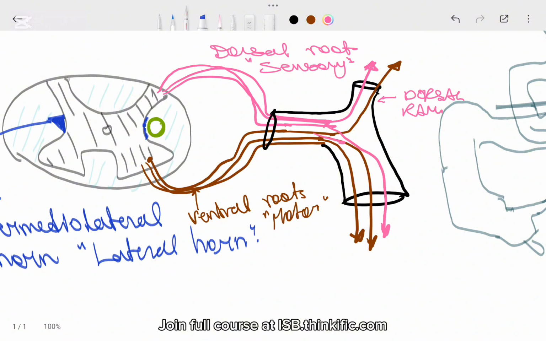So what is the bottom line here? The bottom line is that roots are pure. When you talk about roots, when you say dorsal root, you mean pure sensory fibers. When you talk about ventral root, you mean pure motor fibers. Okay? But when you talk about rami, they are mixed. The dorsal and ventral rami have mixed motor and sensory fibers.